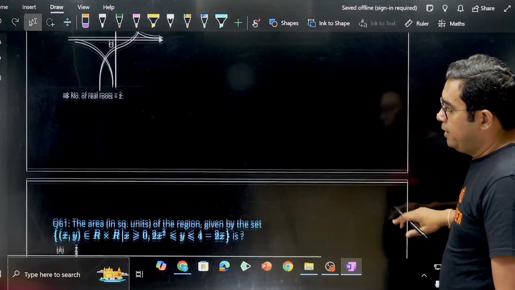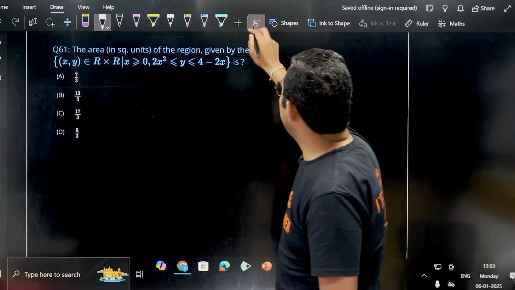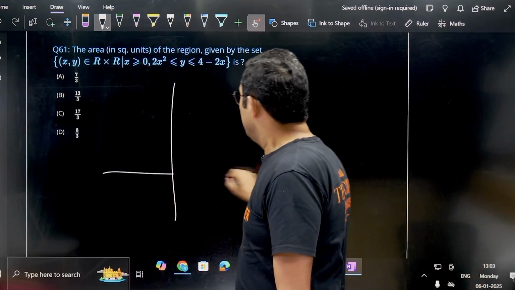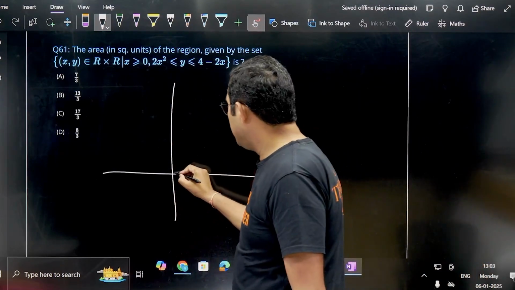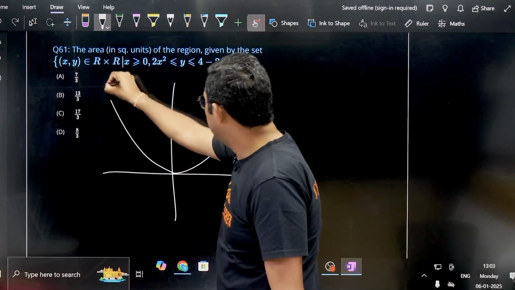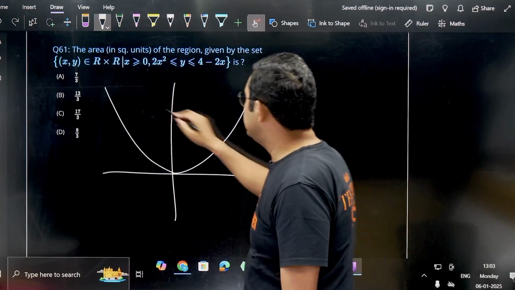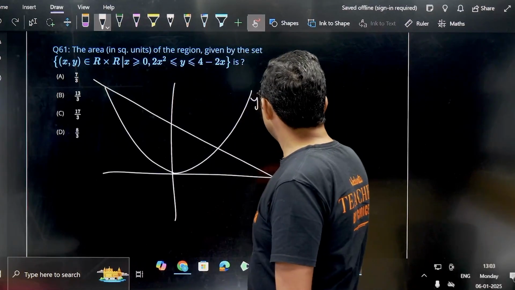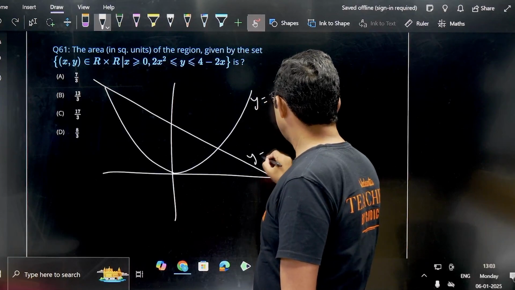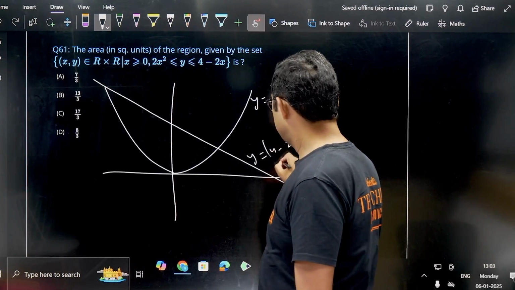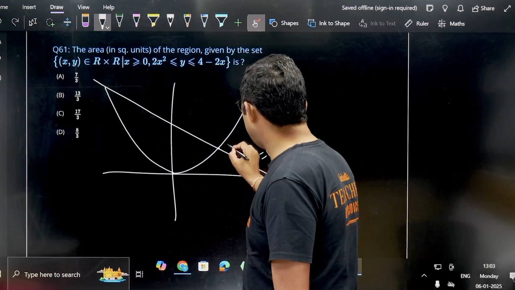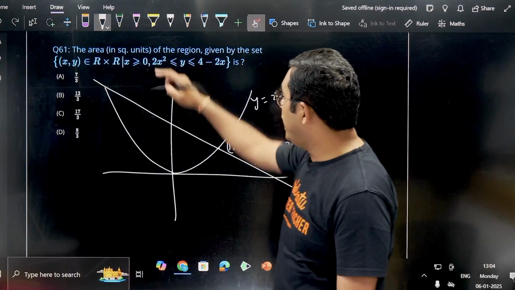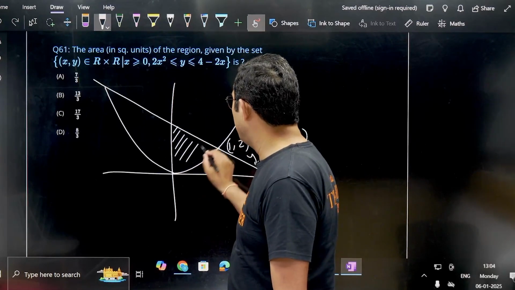Okay. Coming to the next question, that is 61. Here we are given the area of a region. Let us see which area we are talking about. Here y is between 2x square, which is an upward parabola, and the straight line 4 minus 2x. Now you can check this point has x coordinate 1, and if you put it in, y is equal to 2. And x equal to 0 is an answer for this area only.